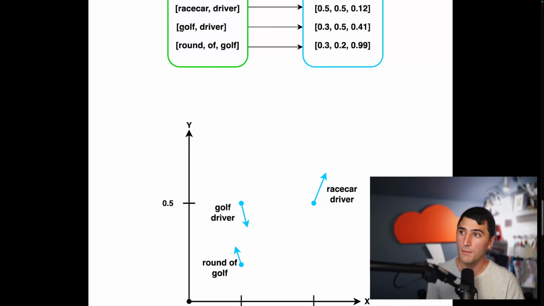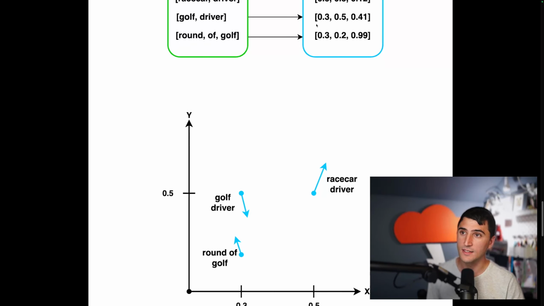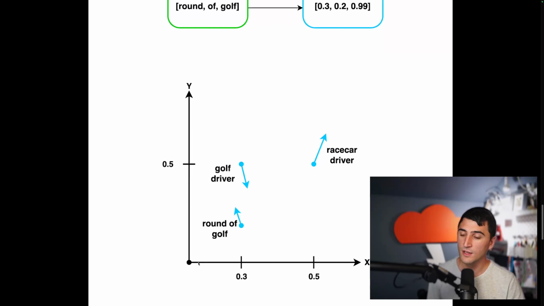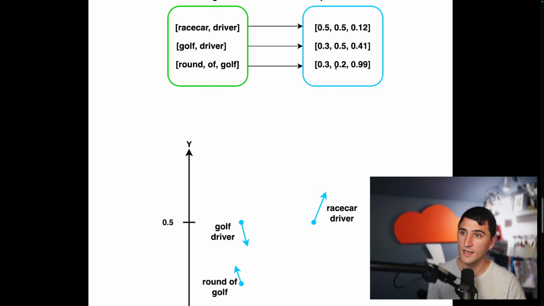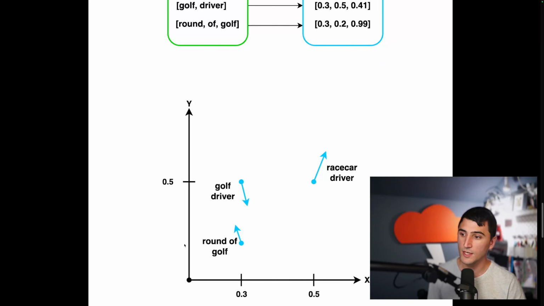Then we've plotted golf driver. That is at 0.3, 0.5. So come over 0.3, up 0.5, and then round of golf is at 0.3, 0.02, which I didn't put 0.02, but you can just imagine it there.